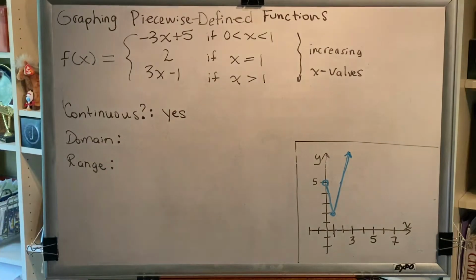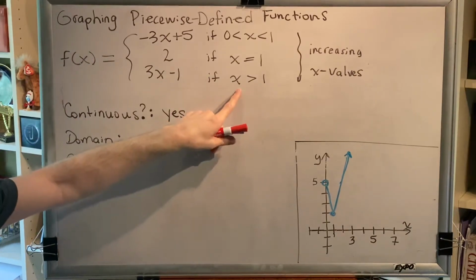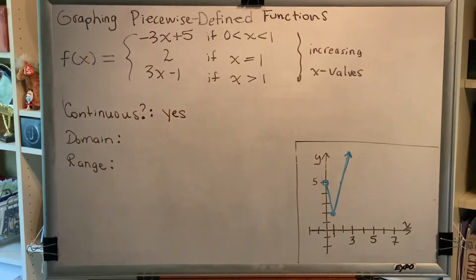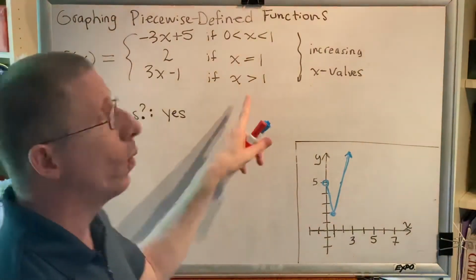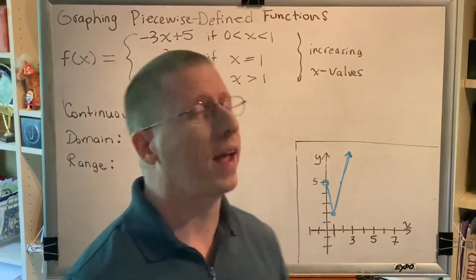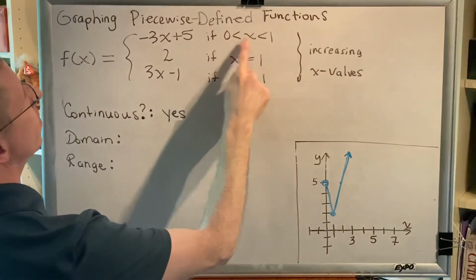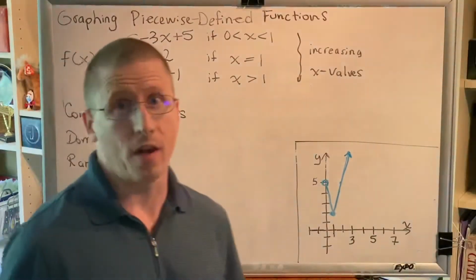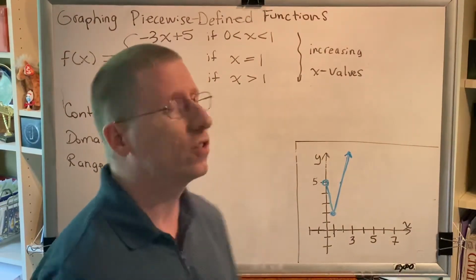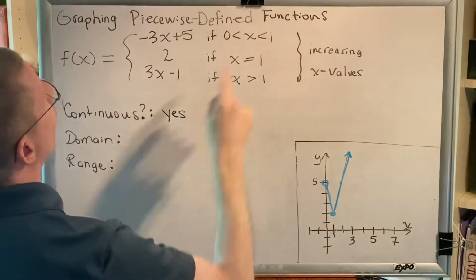Okay, next, domain. For a piecewise-defined function, the easiest way to get the domain is by looking at the values stated in the if conditions. Remember, domain is a collection of all of the x's. This is telling me which ones I'm allowed to use, so it's a great way to determine my domain. The top piece says I can use all the numbers between 0 and 1, but not 0 and not 1. So that's all the decimals in there, like 0.1, 0.3, and 0.8, and so on. All of the numbers between 0 and 1, but not 0 and not 1.